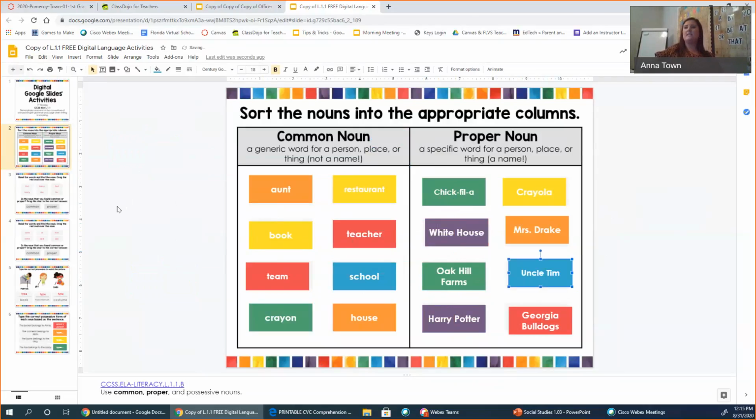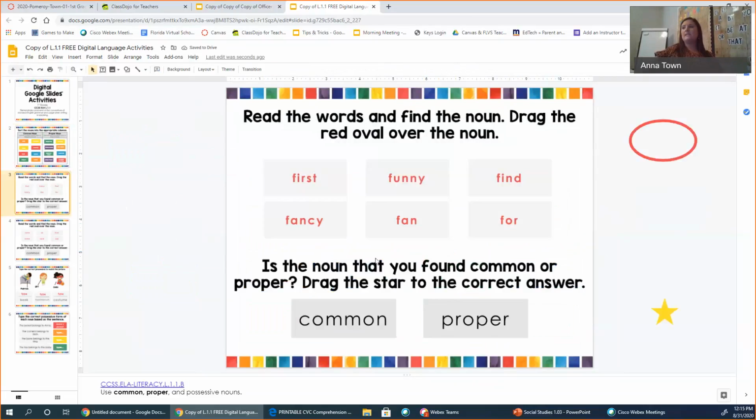Okay, let's continue. So here I'm going to read this list of words two times, and you're going to have to tell me which one is the noun. First, funny, find, fancy, fan, for. First, funny, find, fancy, fan, for. What is our noun?